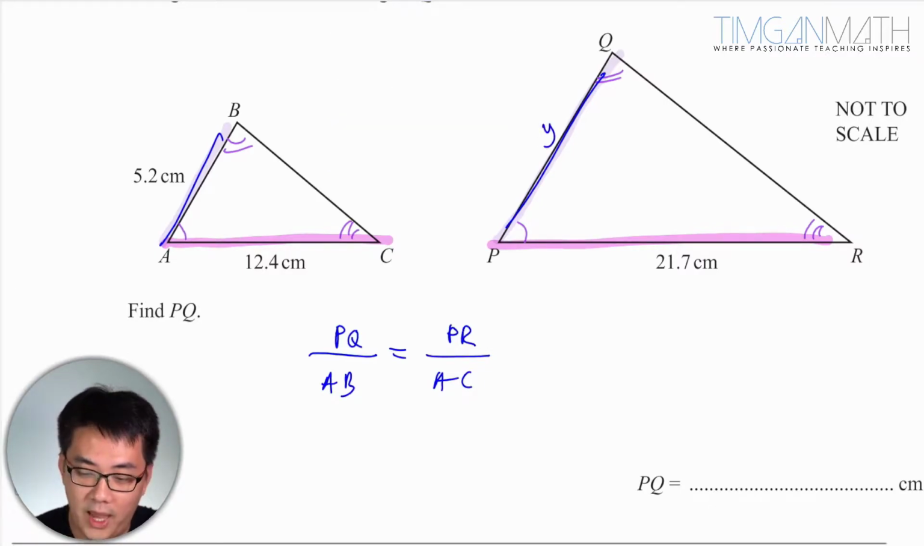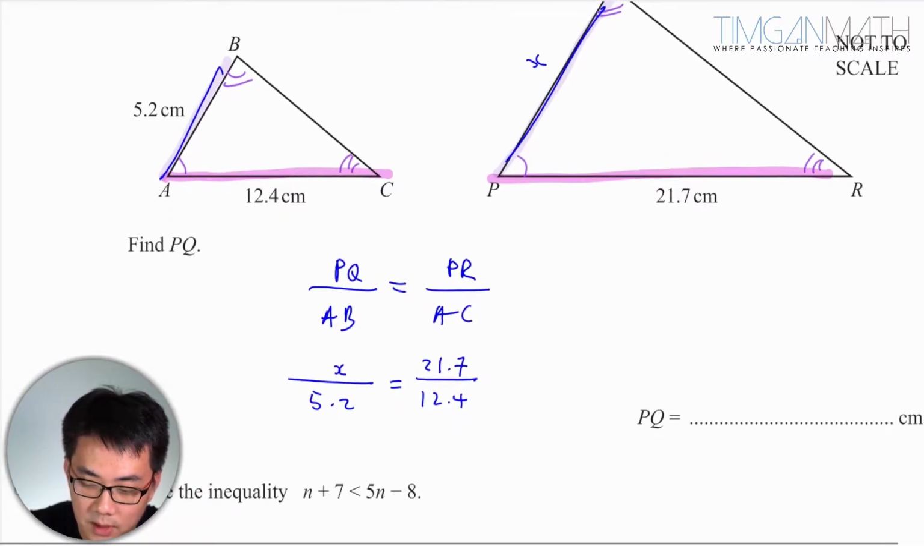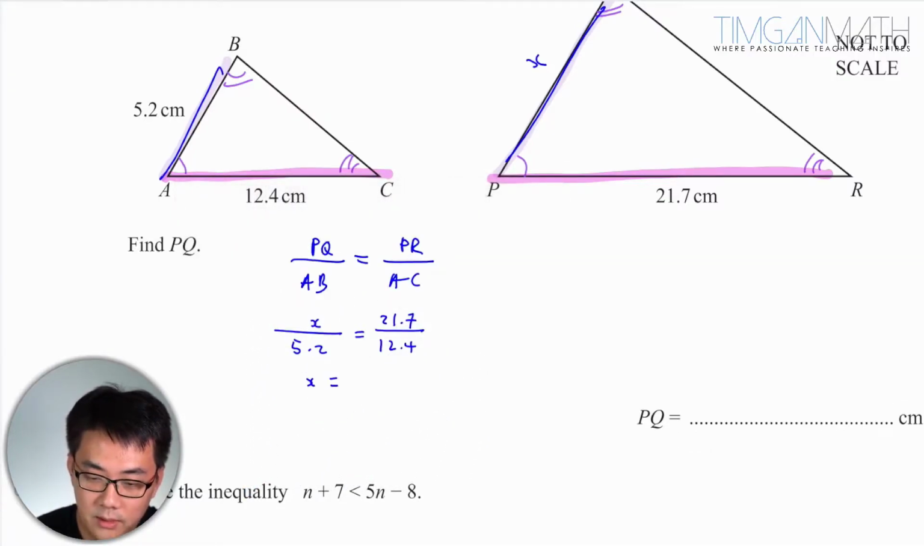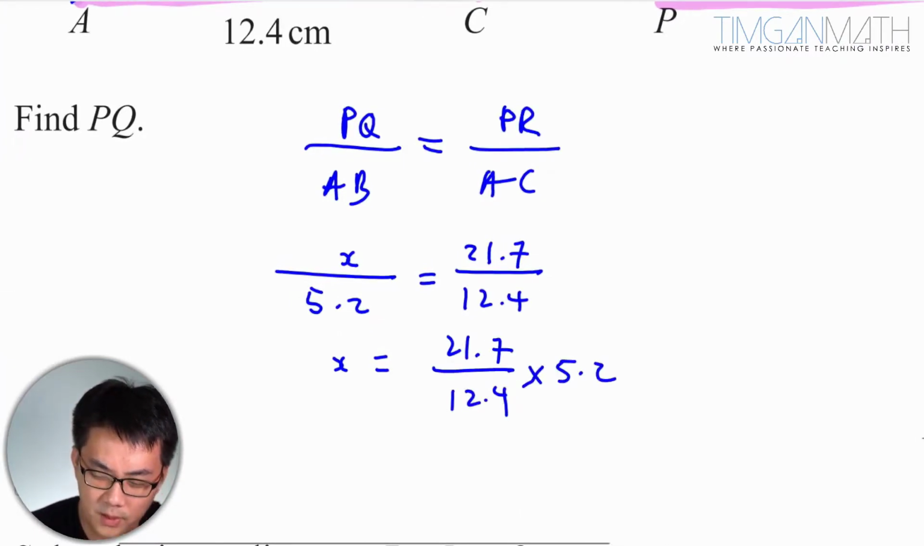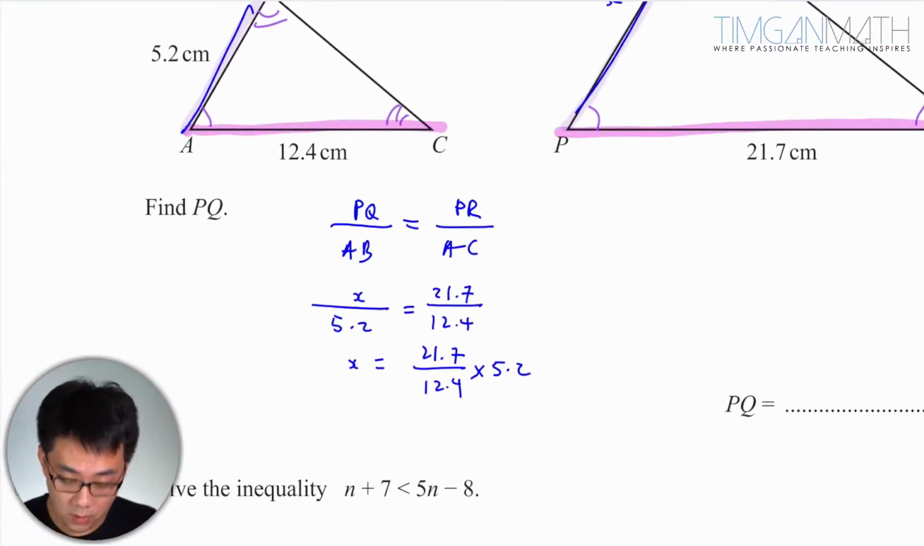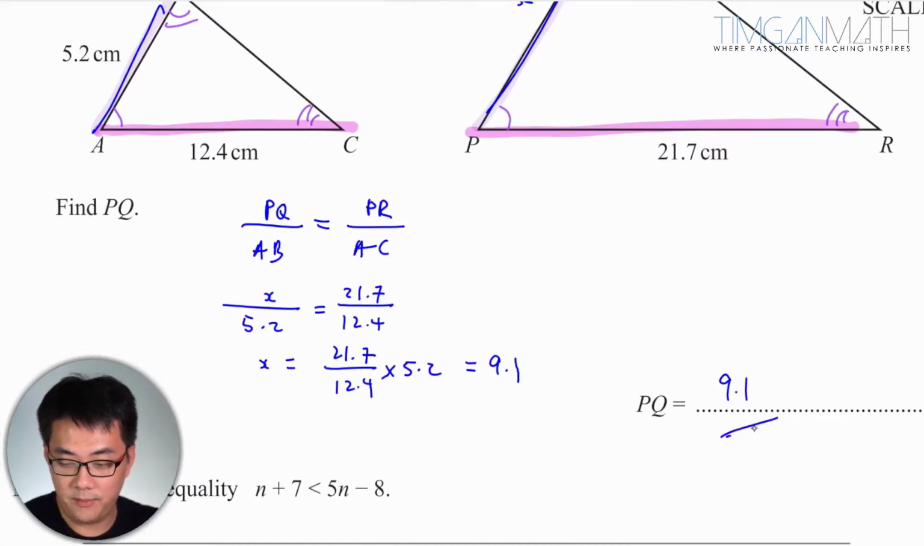So I'm going to put this as X. So this is X, and that will be X over 5.2 equals PR, which is 21.7 over 12.4. So X will just be 21.7 over 12.4 times 5.2. Key in 21.7 times 5.2 divided by 12.4. That will be 9.1. Alright, 9.1 cm. Great.